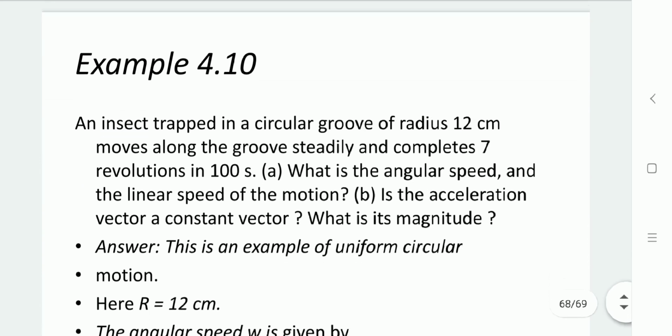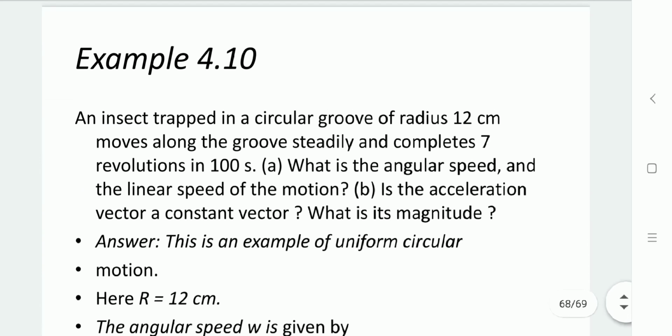Let us go through an example regarding the same. An insect trapped in a circular groove of radius 12 centimeter moves along the groove steadily and completes 7 revolutions in 100 seconds. What is the angular speed and the linear speed of the motion? Is the acceleration vector a constant vector? What is its magnitude? So here we need to determine its speed and acceleration.